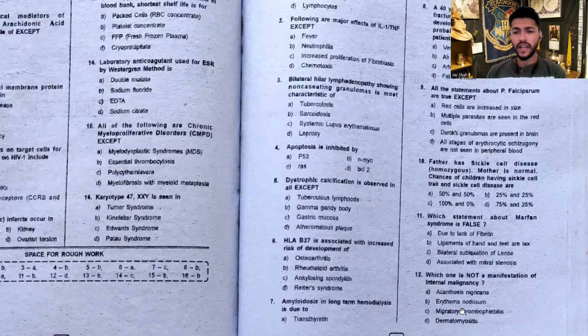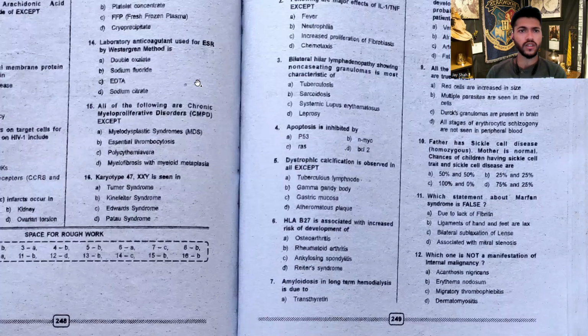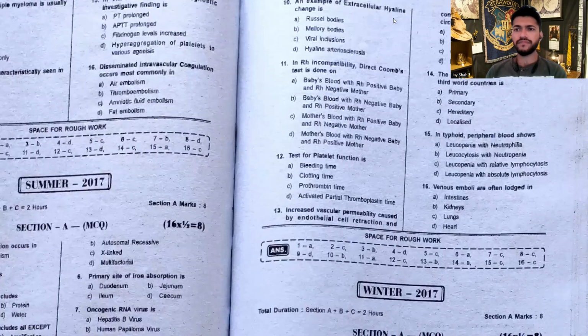Which one is not a manifestation of internal malignancy? Acanthosis nigricans is yes. Erythema nodosum, migratory thrombophlebitis, all of them are indicators of basically pancreatic malignancy. Dermatomyositis is no. It is an autoimmune disorder or a rheumatic disorder.